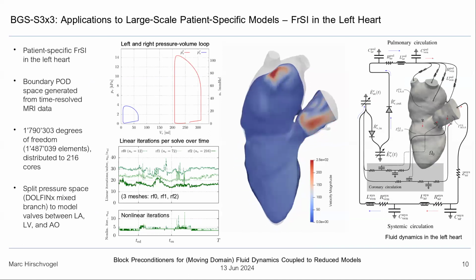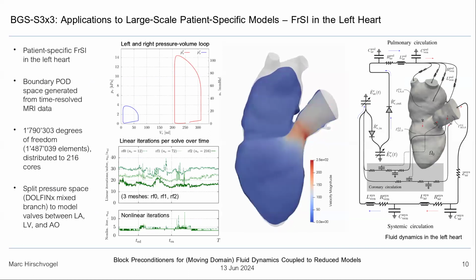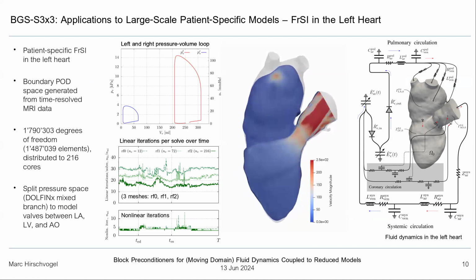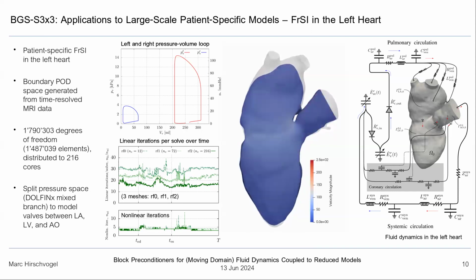Okay, then the last application would be FRSI in the left heart, and this is actually an example where we have a time series of images, and we generate a sort of POD subspace out of this displacement field we can extract, and then construct our reduced dimensional wall model. Then we can also assign some elastic, viscous, and active properties, both for the atrium and the ventricle separately, and we can really simulate a full contraction here.